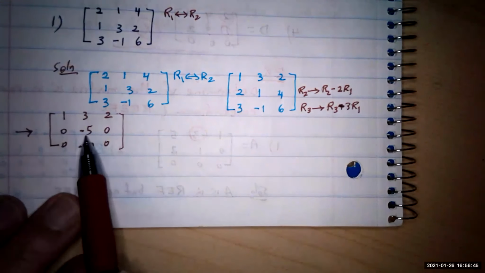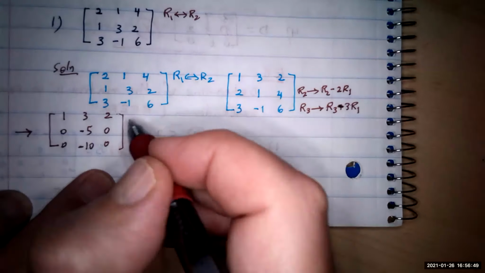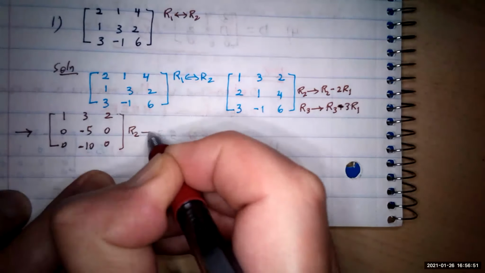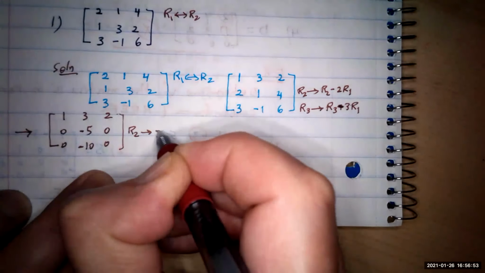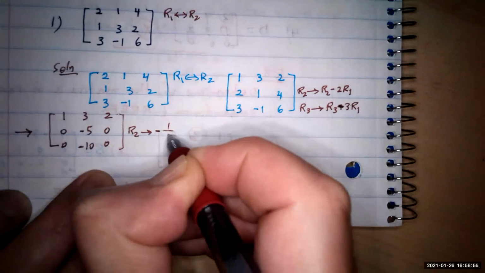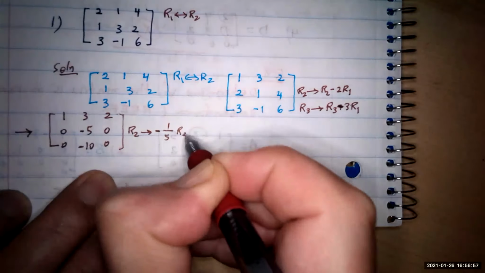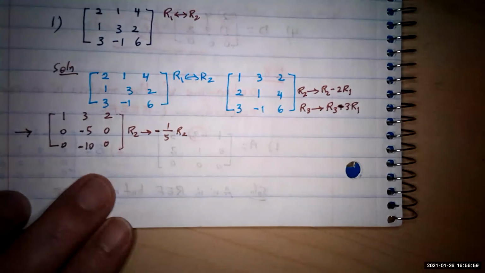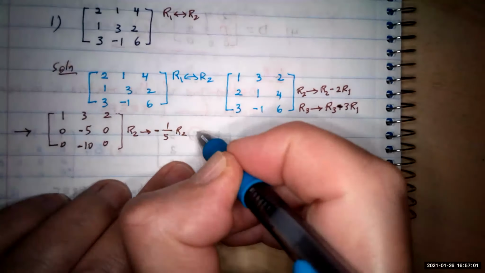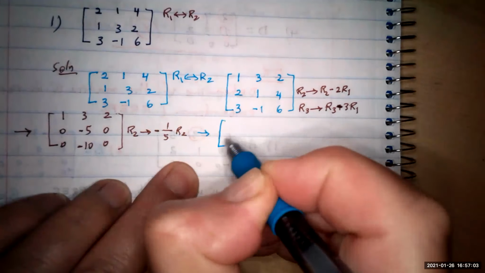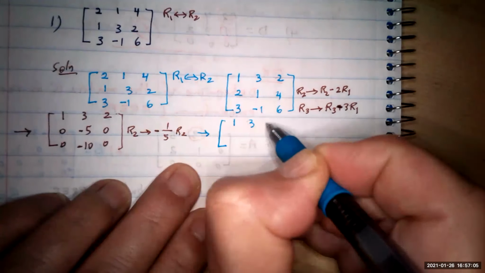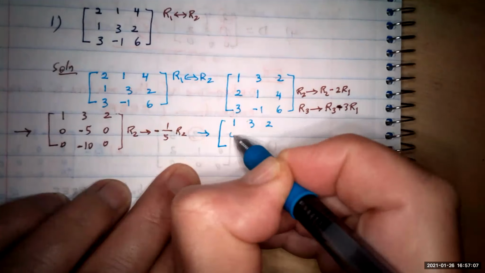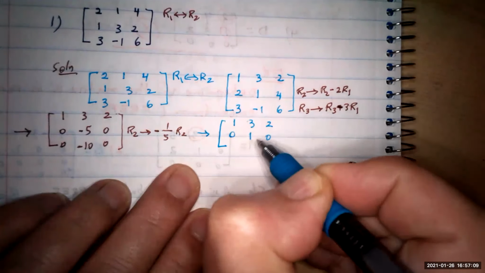This is a negative 5. You have to have the 1 here. So what you can do is you can divide it. It's R2. You change it into the negative 1/5 of R2. So that will help you quickly to get the, okay, so the result is going to be, we have the 1, 3, 2, so it's going to be 0, 1, 0.